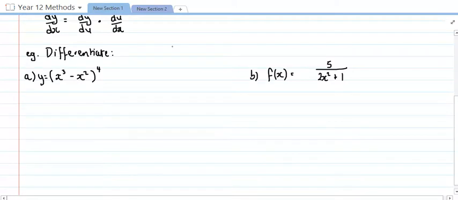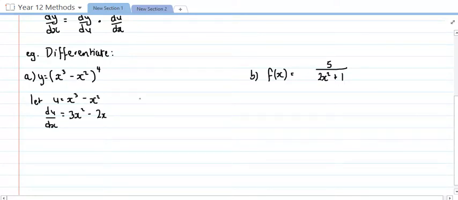Okay, so let's just go through this. Start off with, we need to bring in some kind of u. We always make u the inner function. Let u in this case equal x cubed minus x squared. Based on that I can say that du dx, so differentiating u with respect to x, will leave 3x squared minus 2x.